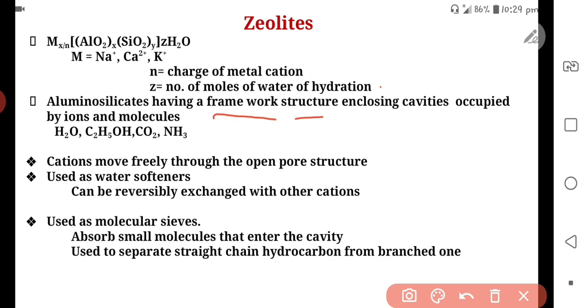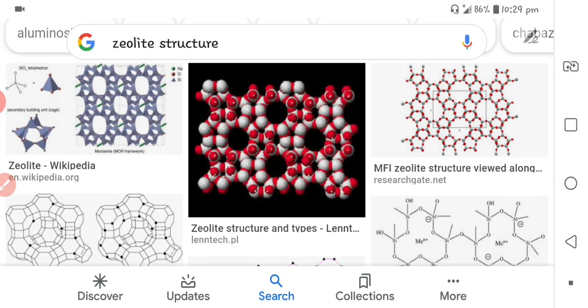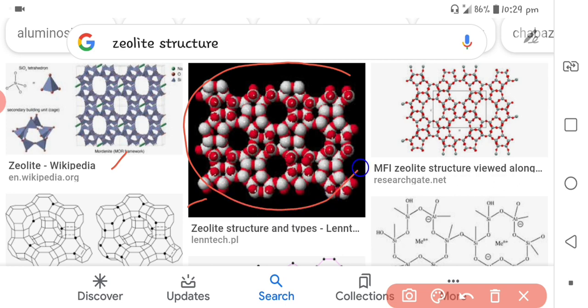You can just see the structure, then you will understand it more clearly. So this is the structure of a zeolite. Here you can see this example or this example. They have a framework like structure, a good frame, and the structures also have cavities. Inside the cavities they have groups like water molecules, ammonia, CH3OH or carbon dioxide.